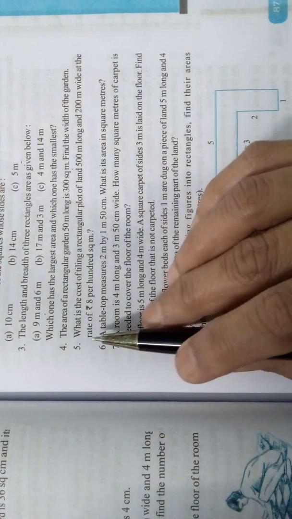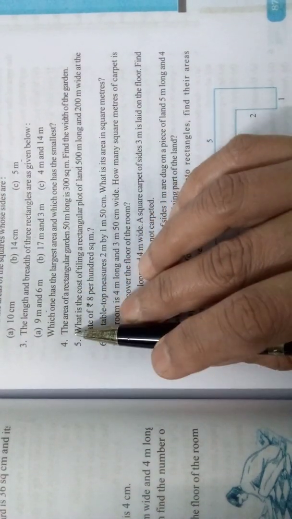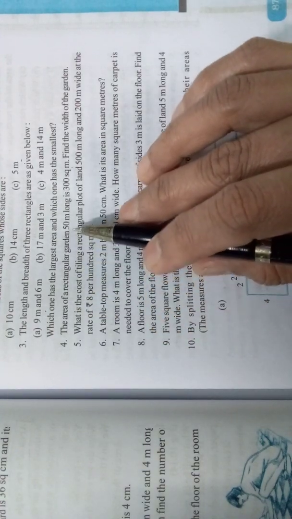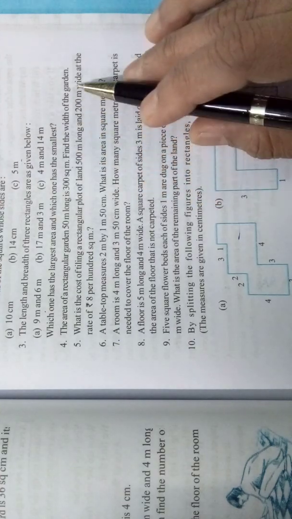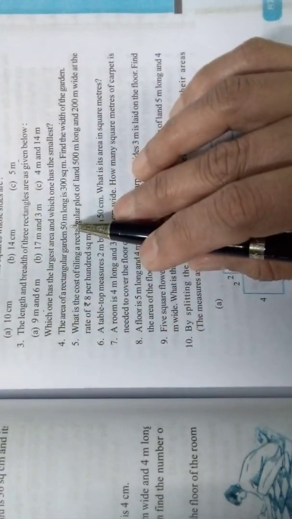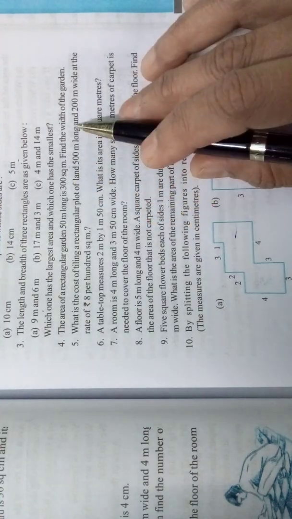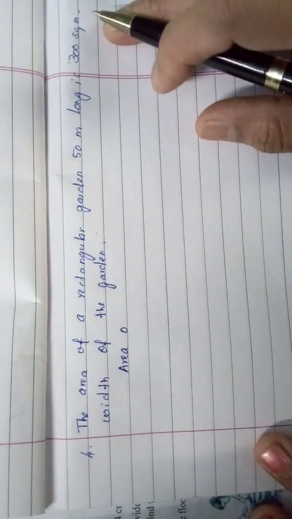Look here, children, come, we will do the area fourth sum. The area of a rectangular garden 50 meter long is 300 square meter. Find the width of the garden. So, what we need? Here the area is given and one length is also given, and we need the breadth. Come, we will do that. Okay, children, the area of a rectangular garden 50 meter long is 300 square meter. Find the width of the garden.